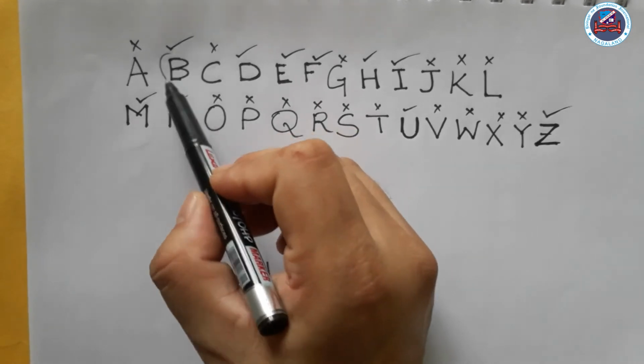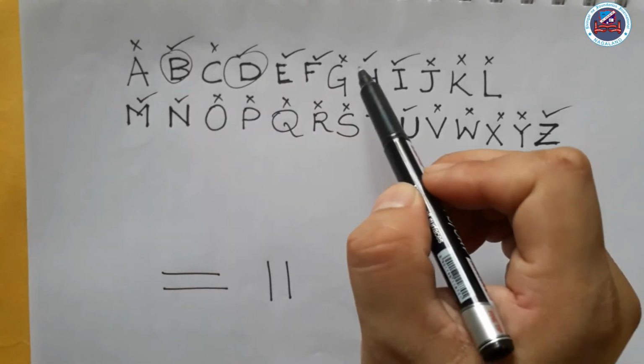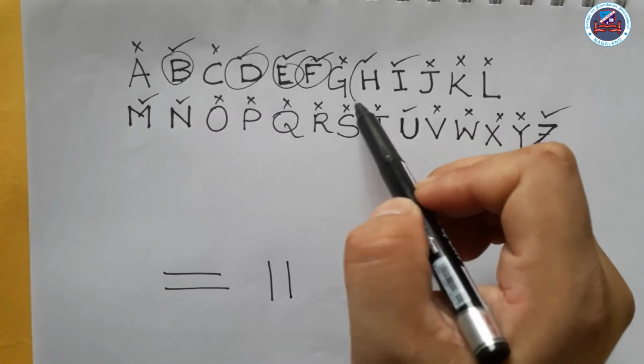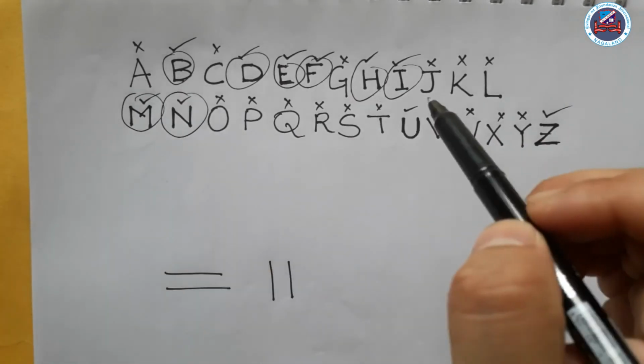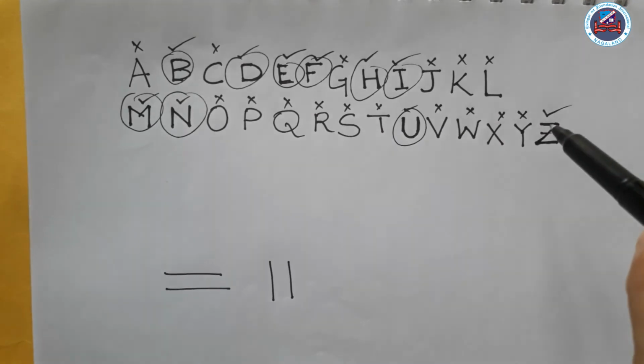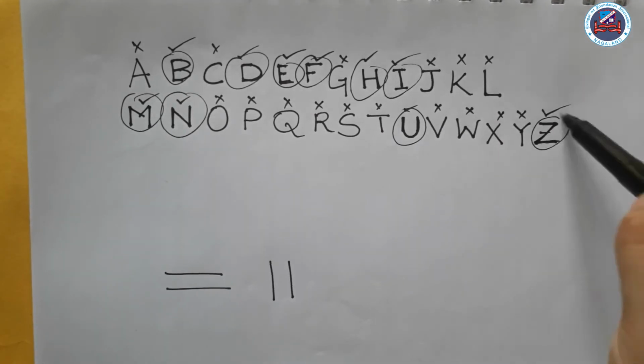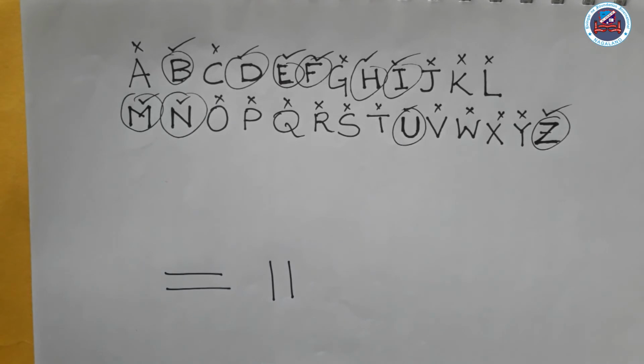Now B, D, E, F, H, I, M, N, U, and Z. So these are the alphabets that have parallel lines. Like I said again, it all depends on how you write and how you're looking at it.